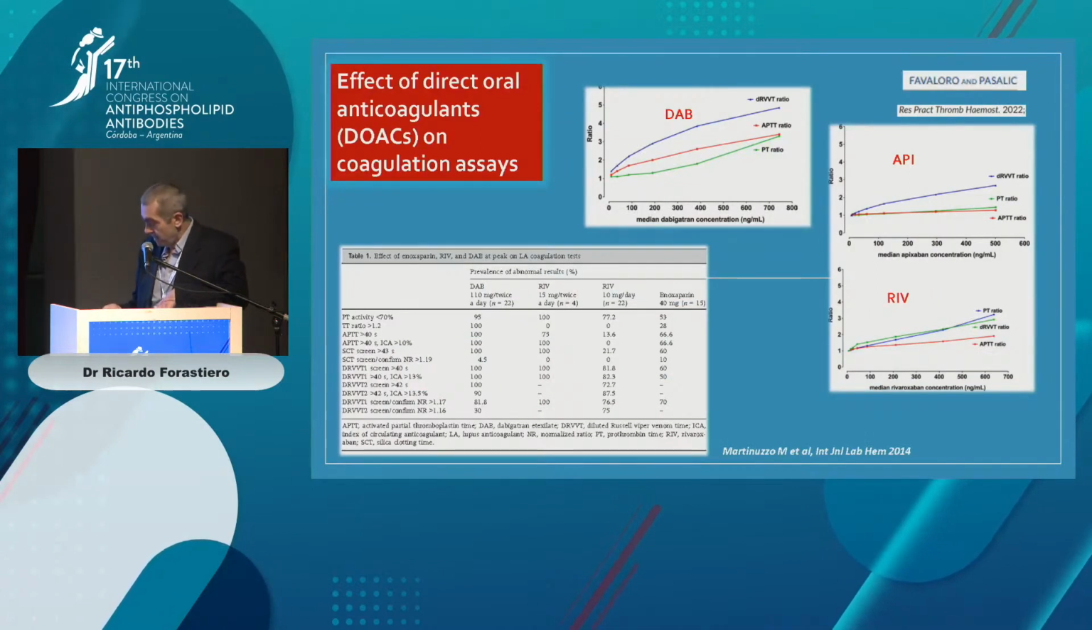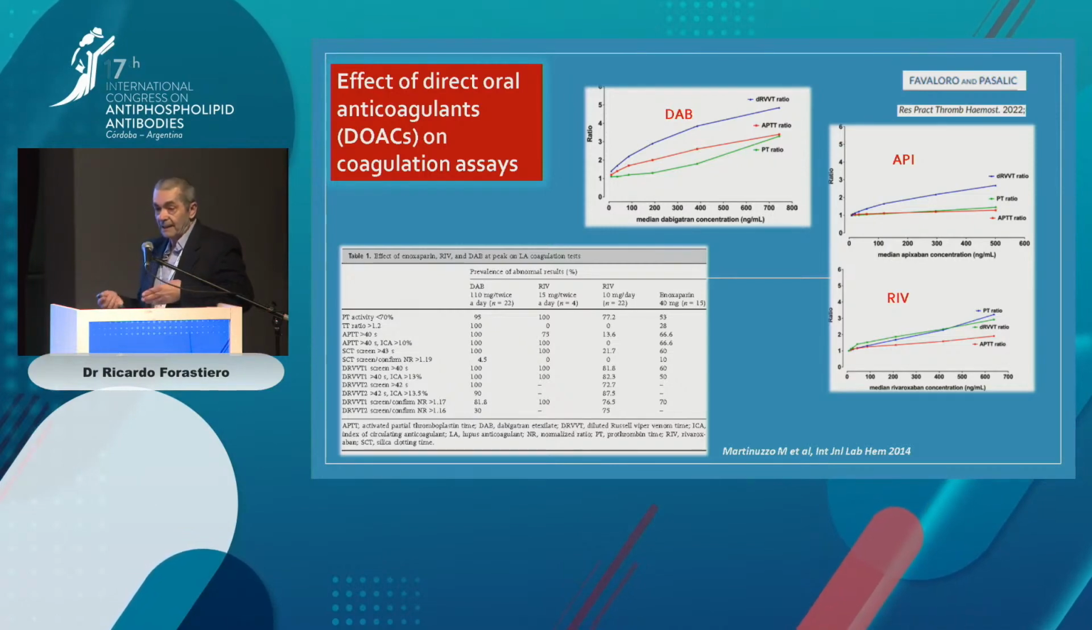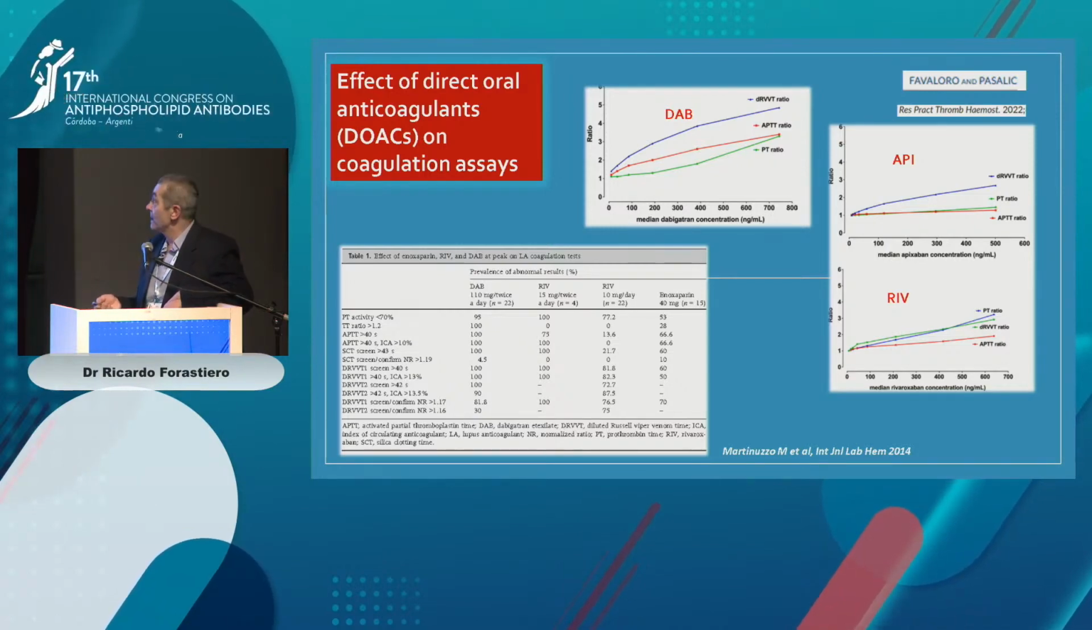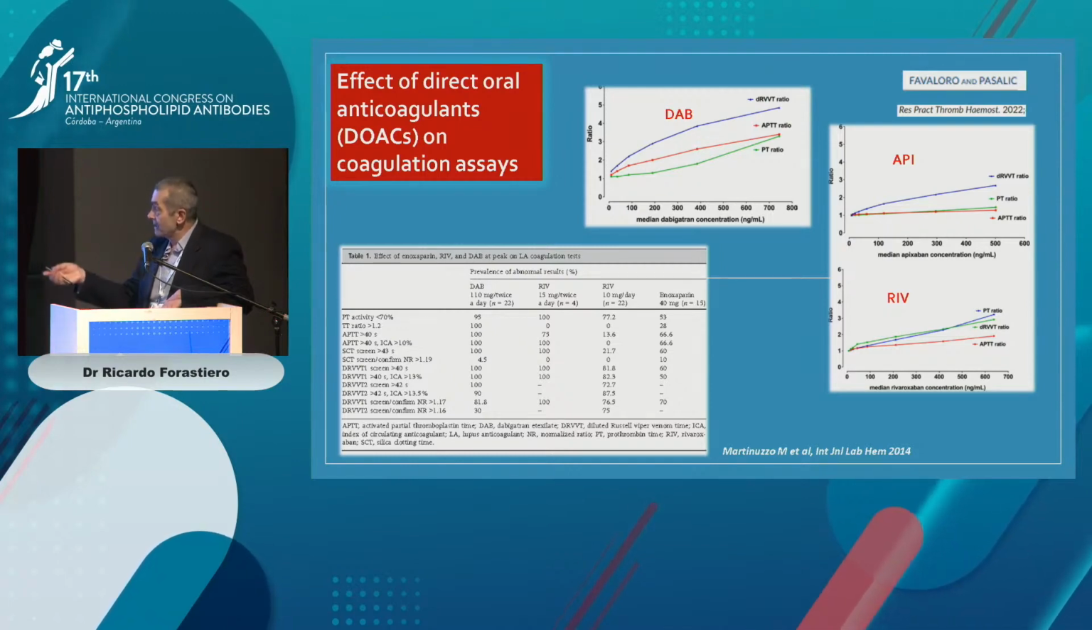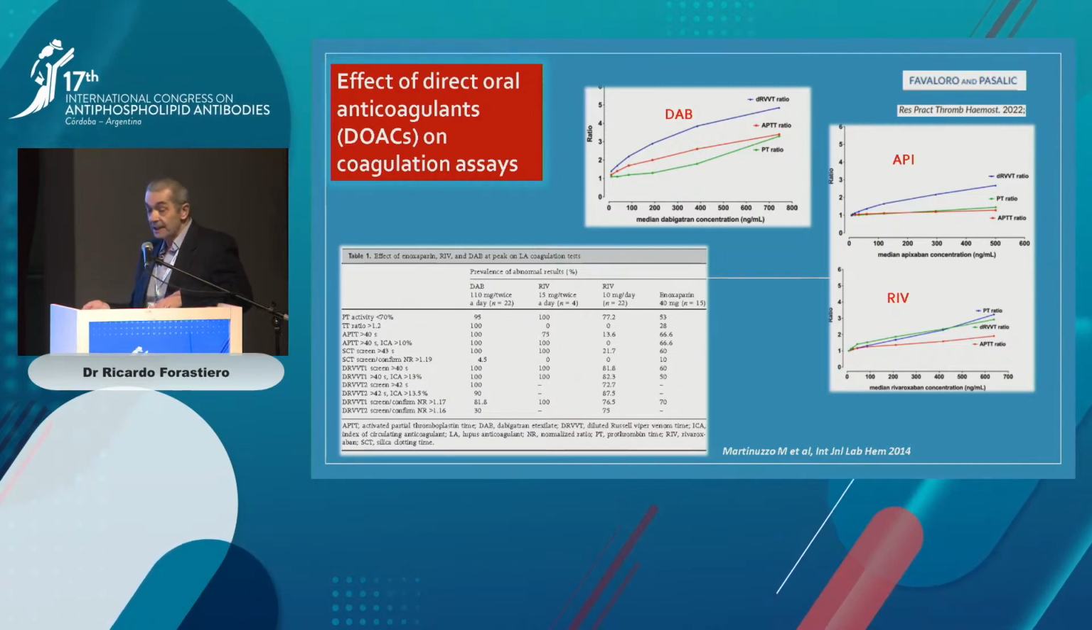Here you can see the effect of direct oral anticoagulants on the various coagulation tests. In these figures, you can see, for example, for dabigatran, apixaban, and rivaroxaban, how dRVVT, APTT, and PT are prolonged and altered in a concentration-dependent manner. And in the table shown below, you can see the percentage of prevalence of abnormal results in patients treated with dabigatran or rivaroxaban. Almost 100% of different screening and confirmatory tests are affected by this drug.